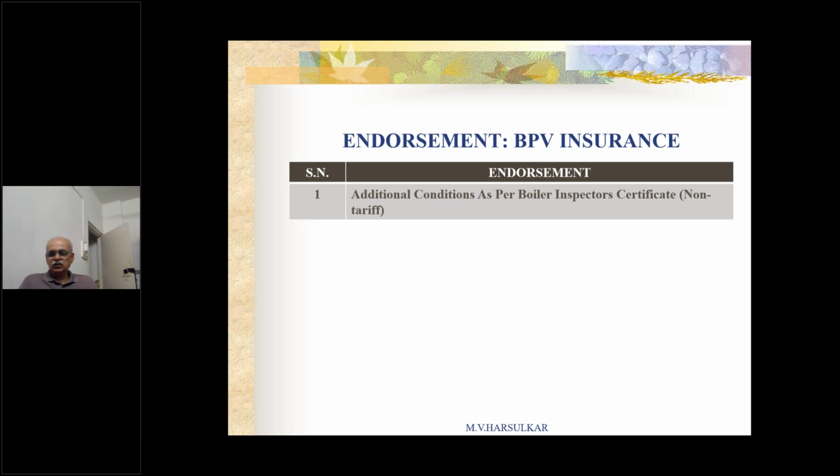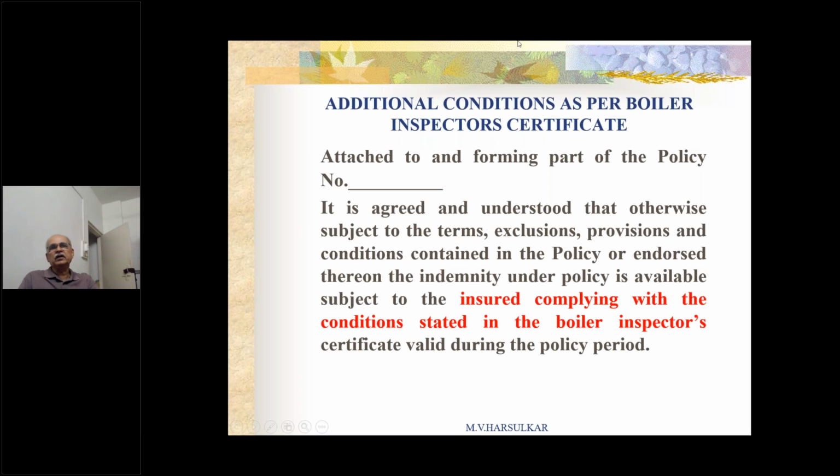So what is necessary is not just to have a boiler inspector certificate, but whatever conditions or qualifications are given in that certificate should also be part of the policy. That is why this endorsement one insurer has prepared: insured complying with the conditions stated in the boiler inspector certificate. So indemnity is available only if the insured is complying with this condition. This is a safeguard for the insurer. So this endorsement has to be attached.